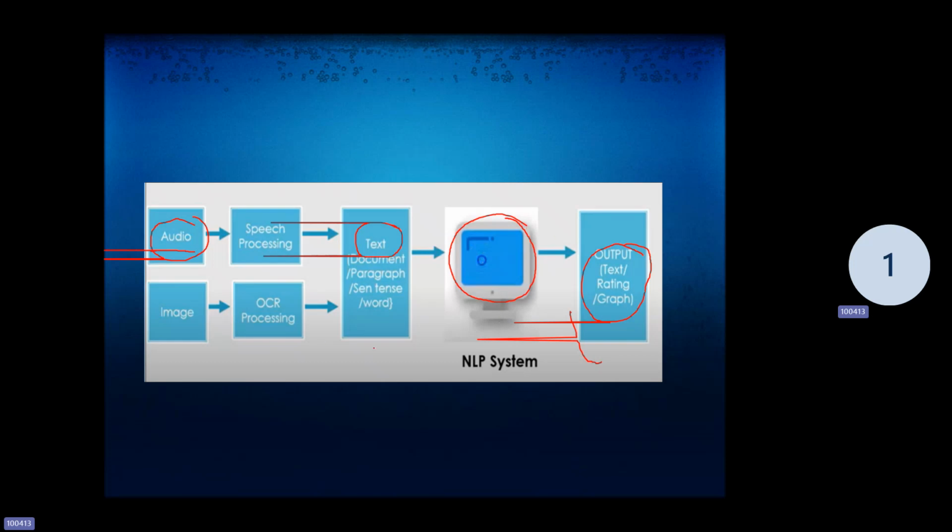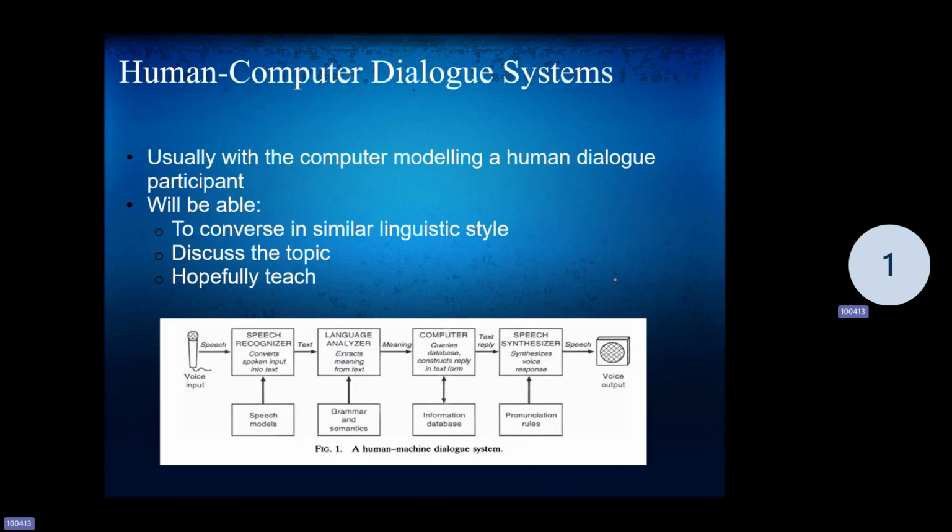For example, let's take image as an input. So OCR processing converts your image into text. The NLP system searches for your query and gives output in the form of text or images or graph. This is a human computer dialogue system, and it's the crucial thing in case of NLP, to convert human computer dialogues to provide you a human computer dialogue system.